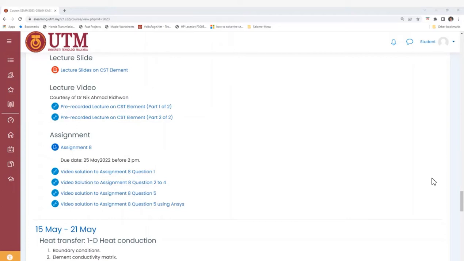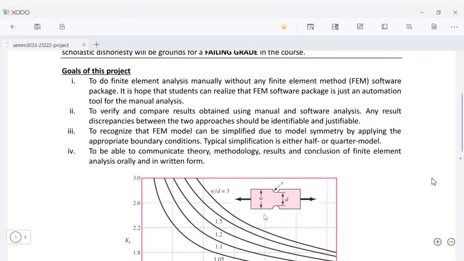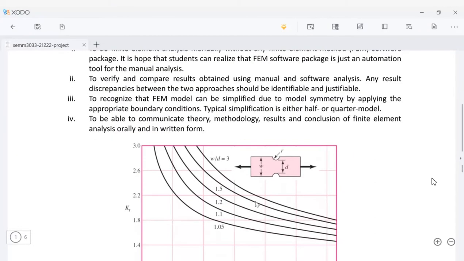And then to recognize that the FE model can be simplified due to model symmetry by applying the appropriate boundary conditions. In this case, you do not need to use the whole model. You can use, in this case, a quarter model.